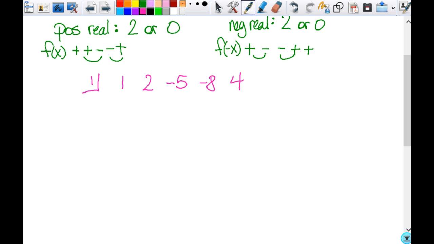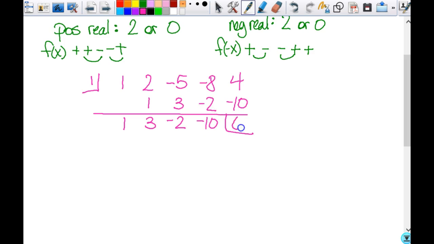And always double check yourself. On more than one occasion, I have written the wrong numbers down when I did that. Or no, it wasn't always the wrong numbers. I would just put a 1 instead of whatever because I was more focused on the sign. So. All right, so bring my 1 down. 1 times 1 is 1. It's 3. 1 times 3 is 3. Negative 2. 2. Negative 10. And 6.